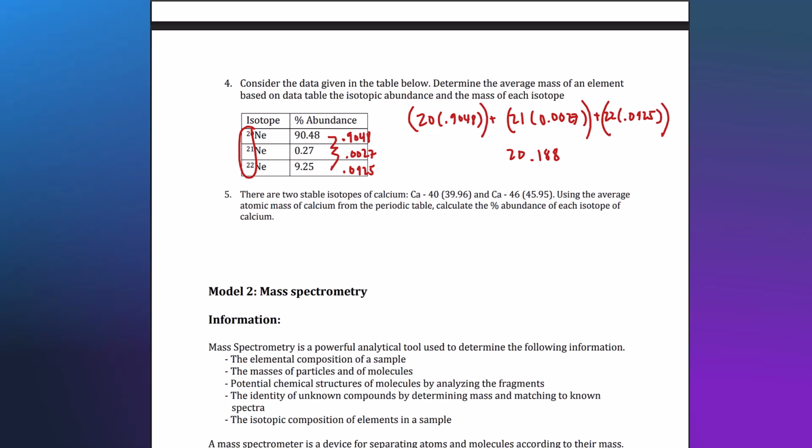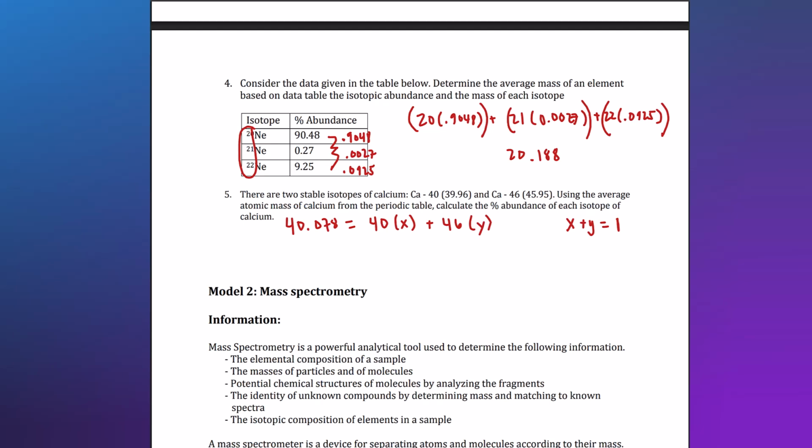And so we start with our calcium from the periodic table. We have 40.078, and you're going to set that equal to we have one isotope that's at 40, but we don't know the abundance, so that's going to be X. We have a second isotope at 46, but we don't know that abundance either, so that's our second unknown, which is Y. Now you have to understand that if you add the relative abundances, X plus Y, together, they should equal 100% or they should equal 1.